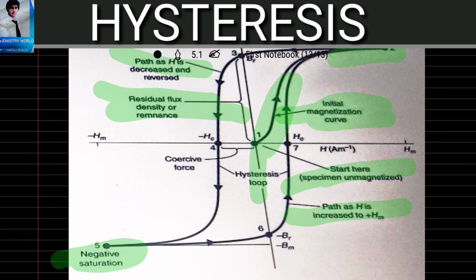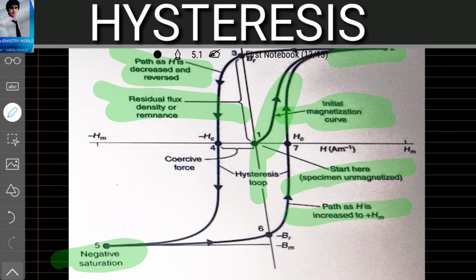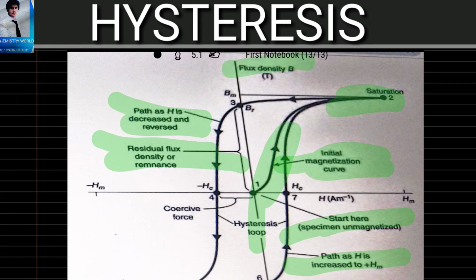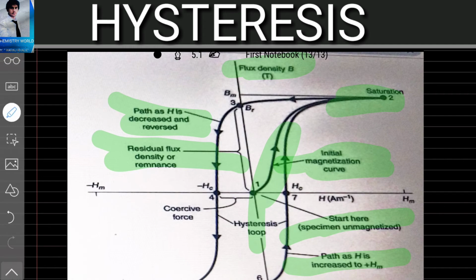Along this path, H is decreased and then reversed, applying a reversed magnetic field to demagnetize the internal magnetic field of the ferromagnetic material. And this is the flux density B. So this is our explanation of the hysteresis loop.